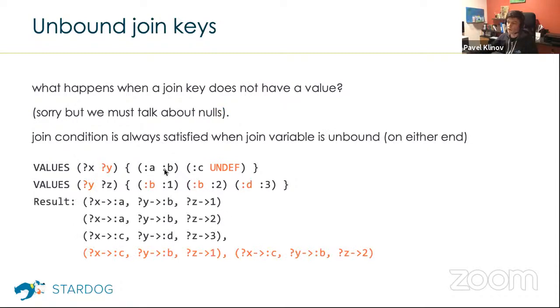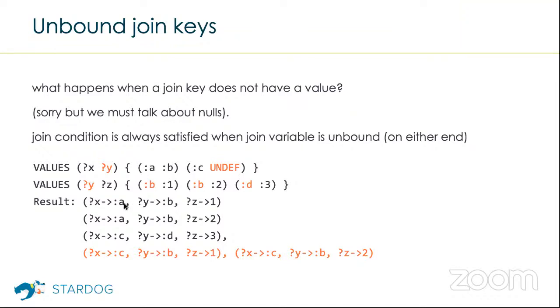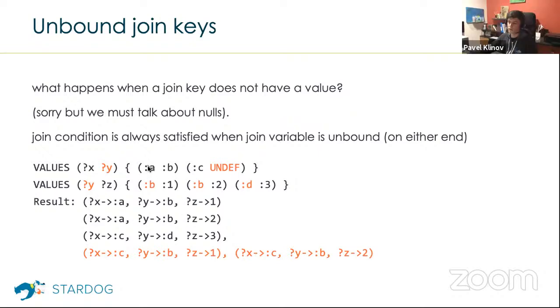We get all the same results as in the first example from A and B tuple. But then when we get to the second tuple, C, which has value for X and no value for Y, and we start joining that with the solutions from the second values pattern, then the SPARQL semantics is telling us that the join condition is satisfied for all of those combinations.